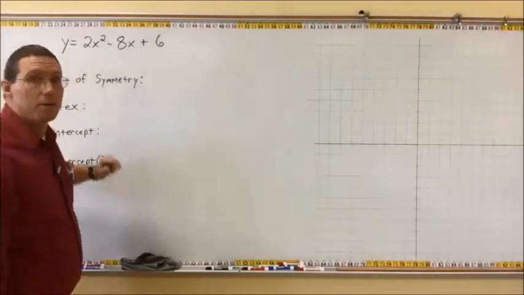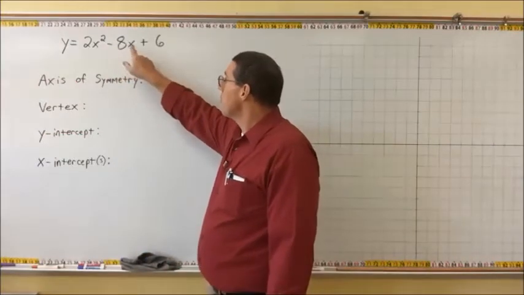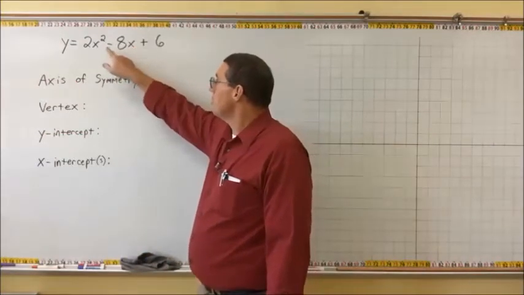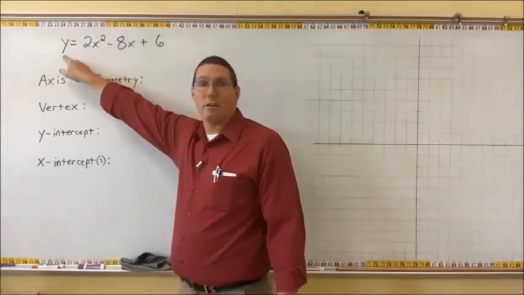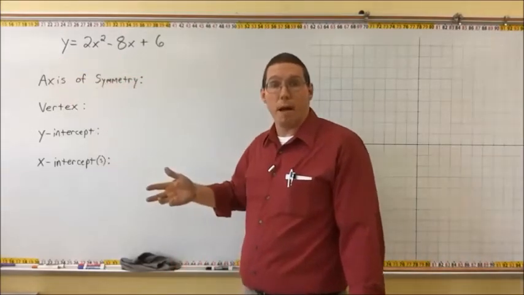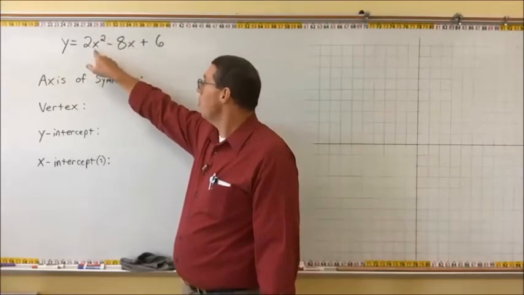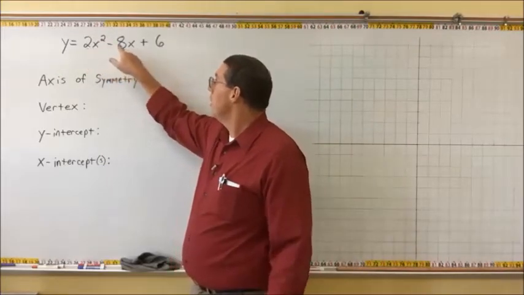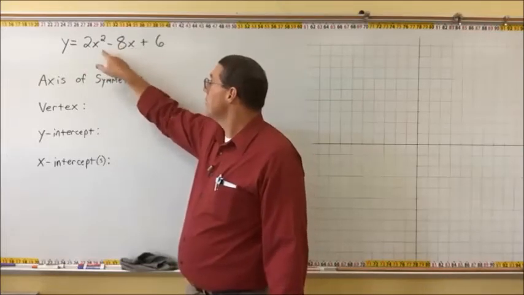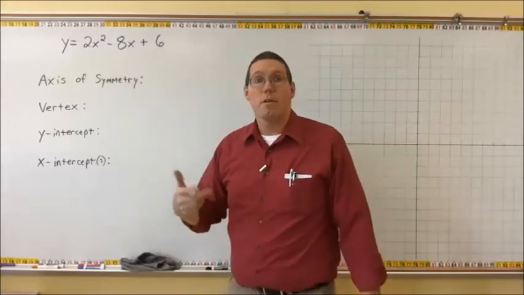And the idea here is that if you were to put some value in for x, you would get a value for y. And there are an infinite number of possibilities. If I put a 1 in for x, 1 squared is 1, times 2 is 2, 8 times 1 is 8, so 2 minus 8 is negative 6, plus 6 is 0.